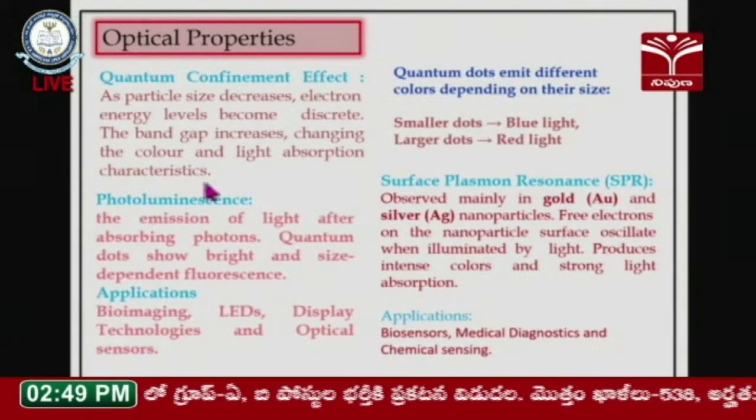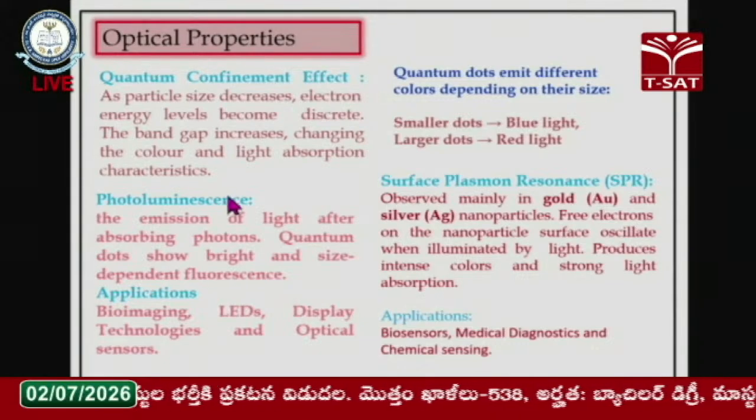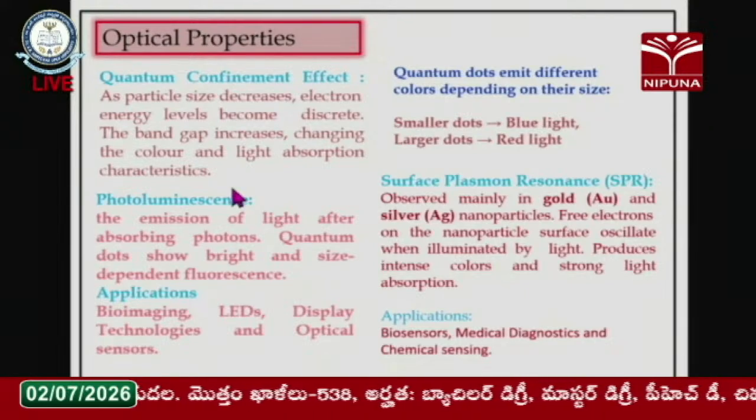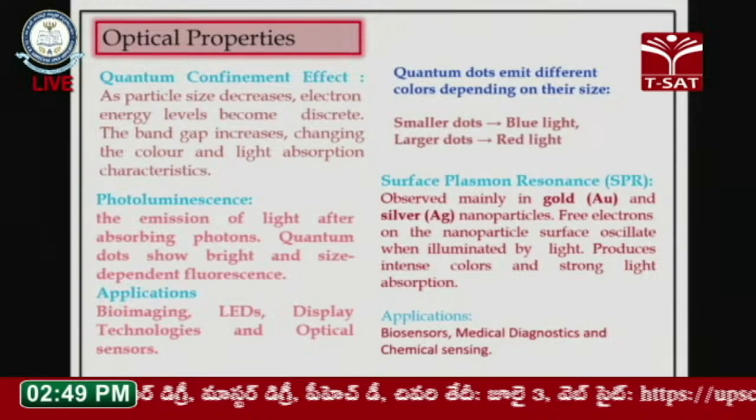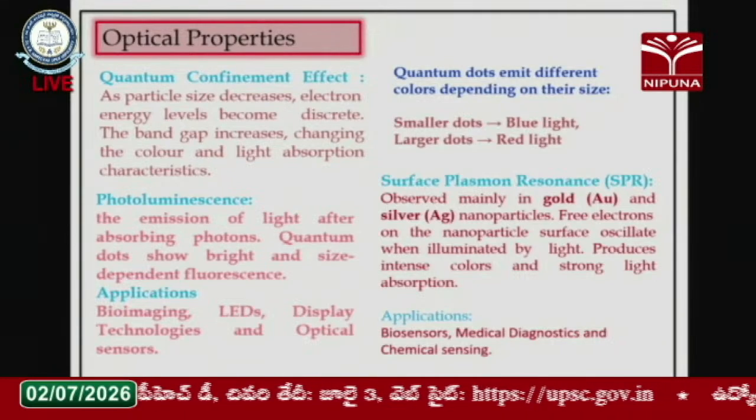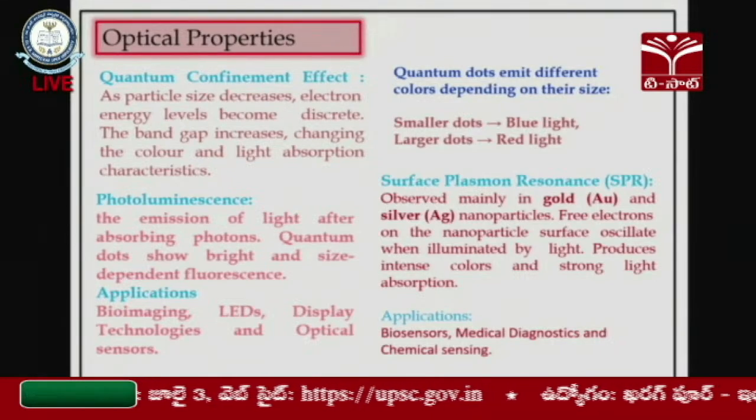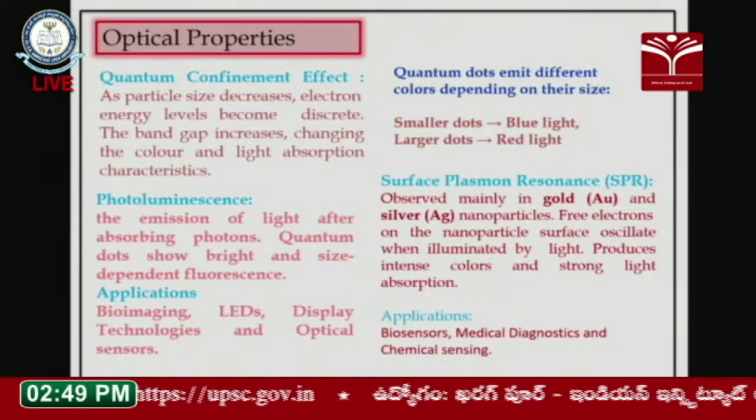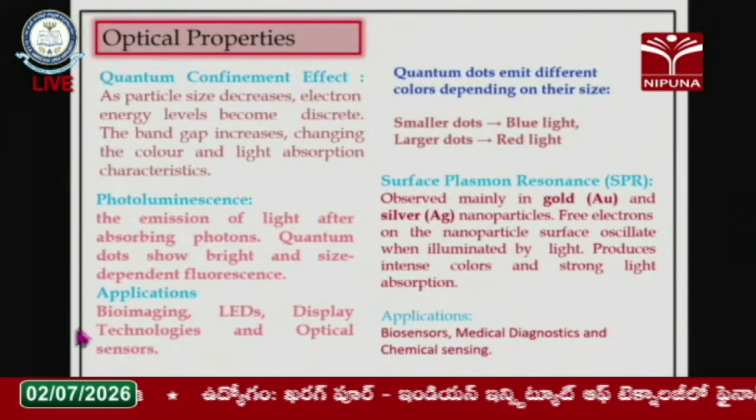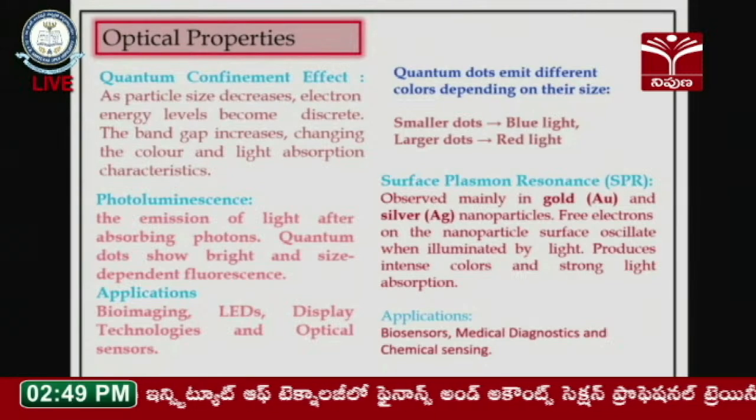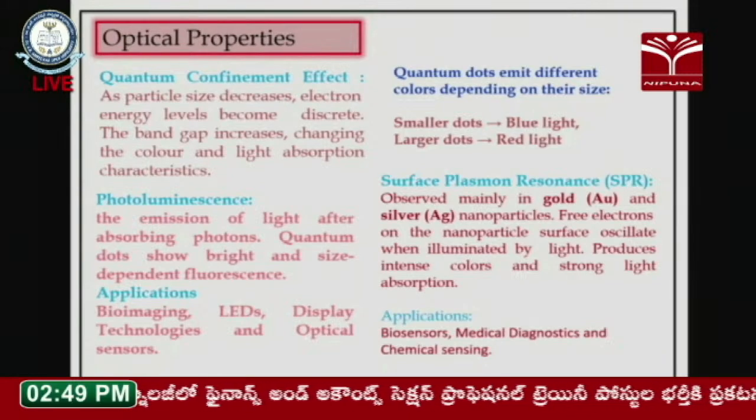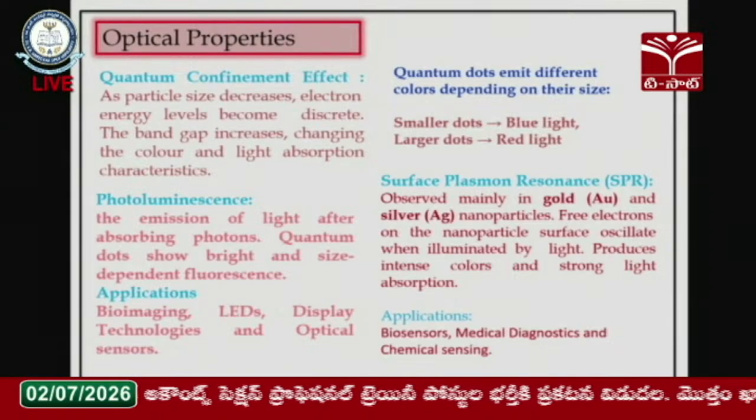And photoluminescence, we know photoluminescence means if light is falling on a certain material, it emits back with a different wavelength. That is what we are seeing nowadays on roads, like road separators or the fluorescent colors, the fluorescent materials. So they are based on the property of photoluminescence.